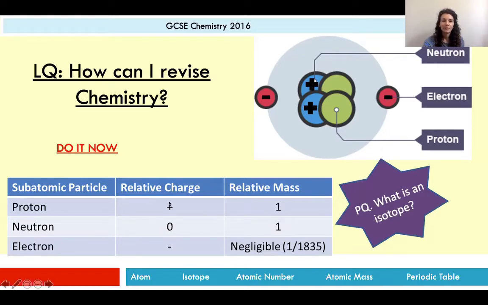And the relative masses: protons and neutrons have a mass of 1. And an electron has a mass of 0 because it's so tiny that we don't really count it, or you can just say negligible. So it doesn't really have a mass that's worth worrying about anyway.